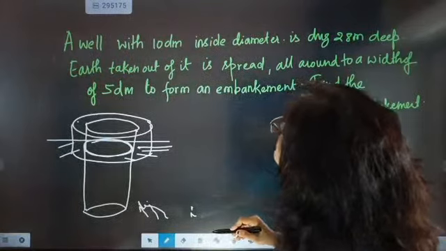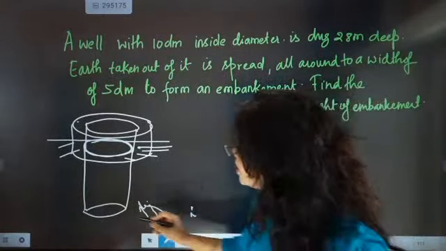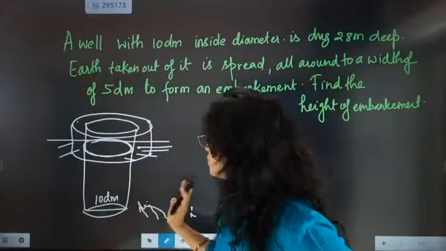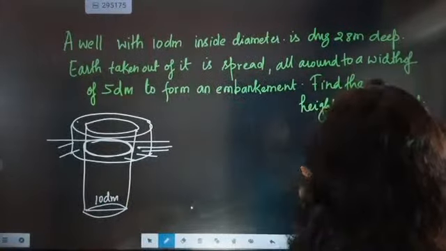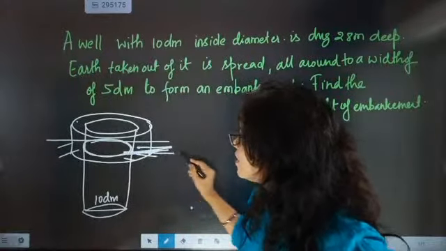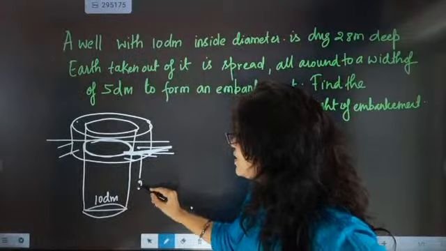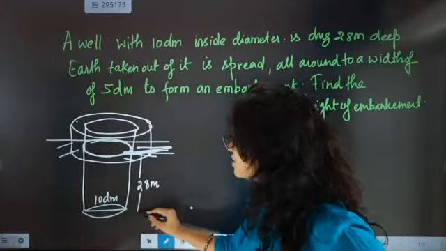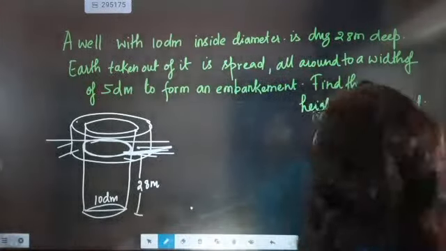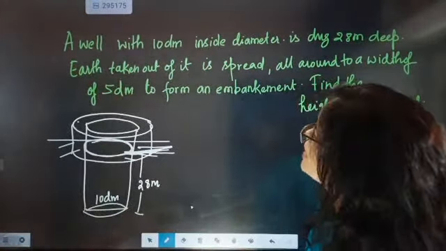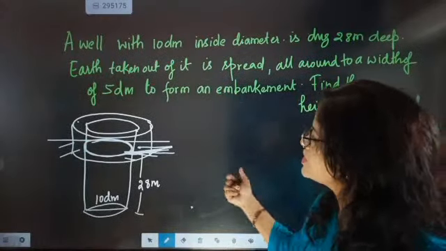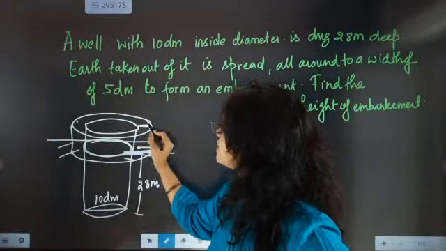Now a well with 10 dm inside diameter. So inside diameter is given as 10 decimeter. And after that, from ground level, 28 meter deep it is dug. Earth taken out of it is spread all around to a width of 5 dm. So exactly this width is given as 5 dm.